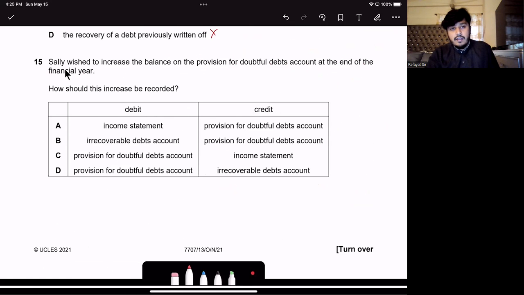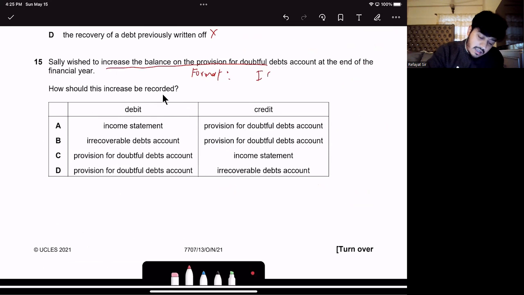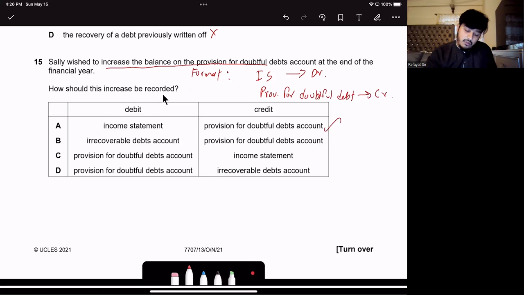Number 15. Sally wished to increase the balance on the provision for doubtful debt at the end of the year. How should this be recorded? Whenever there is an increase in provision for doubtful debt, try to remember the format. Income statement is debited and provision for doubtful debt is credited. A is the right answer.